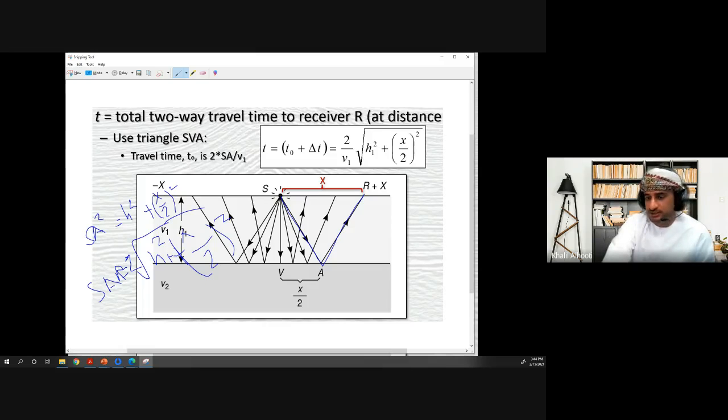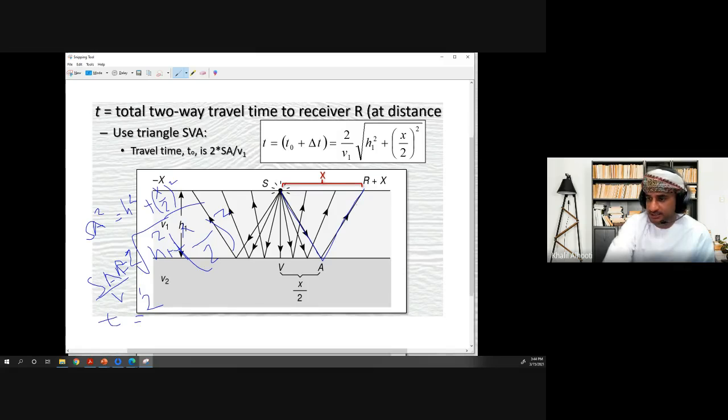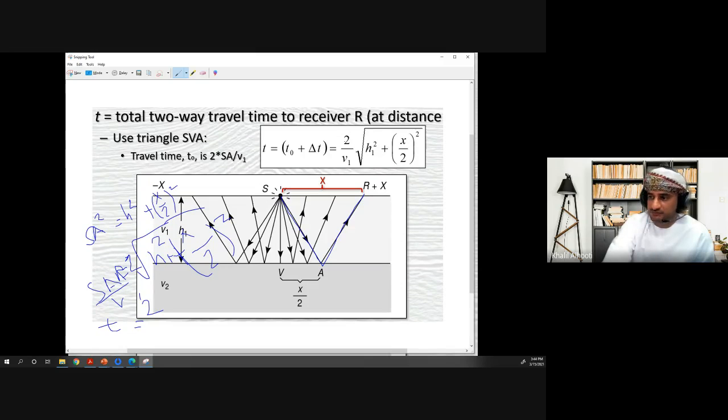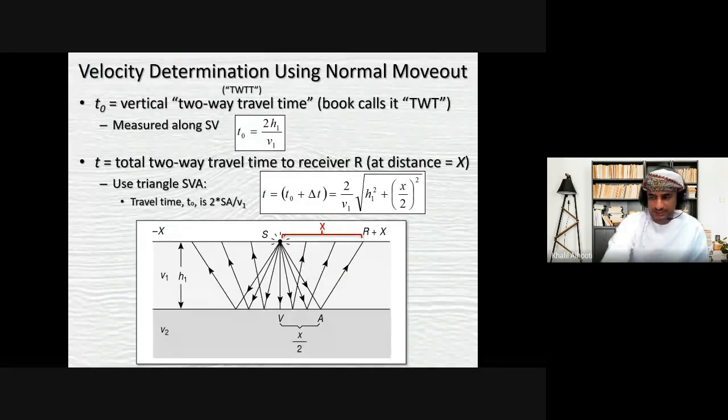Become 2. When I divide this by V, both sides, this becomes distance. The distance over a velocity gives you time. Time becomes then what you see exactly, what you are seeing here, 2 over V1. What you are seeing exactly here.